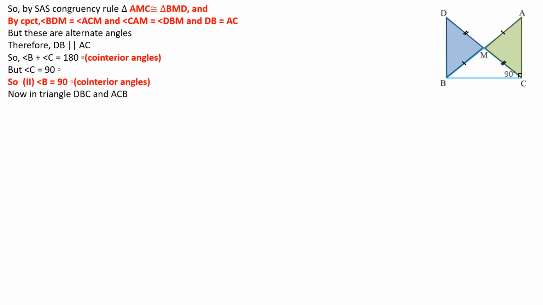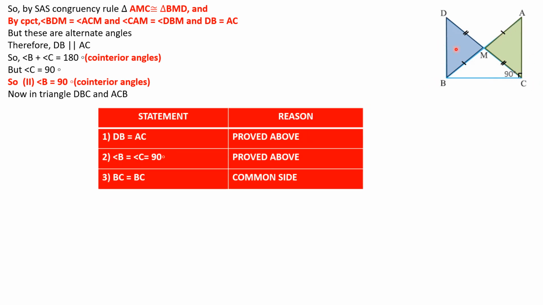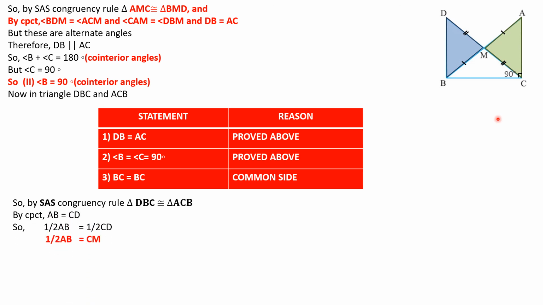Now we are asked to take the triangle DBC. So in triangles DBC and ACB, as I told earlier, first condition is DB is equal to AC. Second one, angle B is equal to angle C is equal to 90 degrees. And third one, BC is equal to BC, common side. Therefore, by SAS, triangle DBC is congruent to triangle ABC. By CPCT, you can say AB is equal to CD.